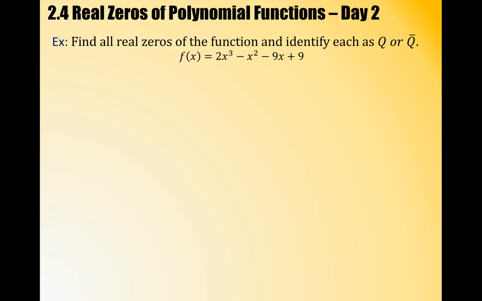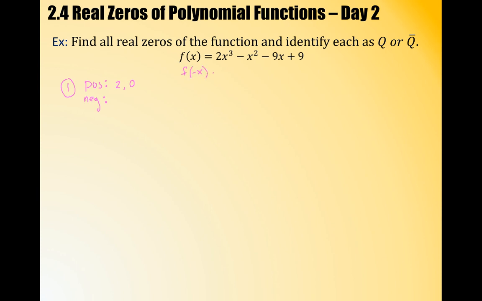So for this problem, find all real zeros of the function and identify each as rational or irrational. So I'm gonna start my step 1. The first thing I'm gonna do is use Descartes to figure out how many positive and negative solutions I could have. So positive, negative, right? Notice it's a 3rd degree polynomial. It's a cubic function. So f of x changes 1, 2 times. So I could have 2 or I could have 0.